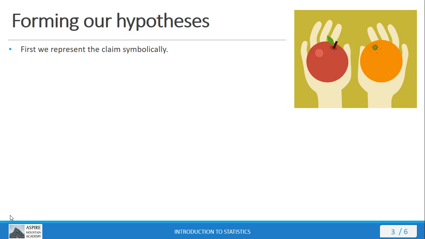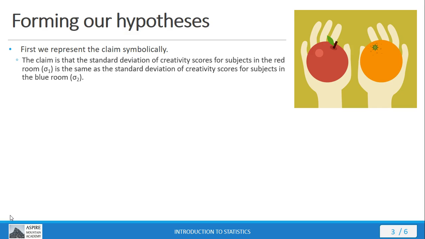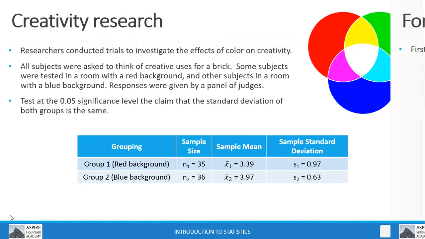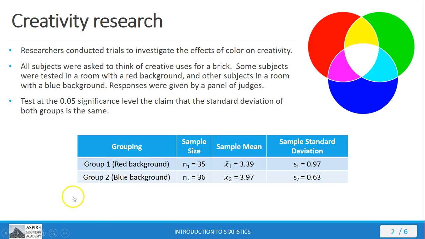The first thing we do, always think about the claim when making our hypothesis. So what is the claim? Well, the claim here is that the standard deviation of the creativity scores for subjects in the red room is the same as the standard deviation for subjects in the blue room. Now notice how we've assigned the red room to be sample 1 and the blue room to be sample 2. That's because the standard deviation for those in the red room is greater than those in the blue room. If I go back here, you can see this is the greater standard deviation, and so it's going to have the greater variance, and therefore that makes the red room the first group, and the blue room the second group.